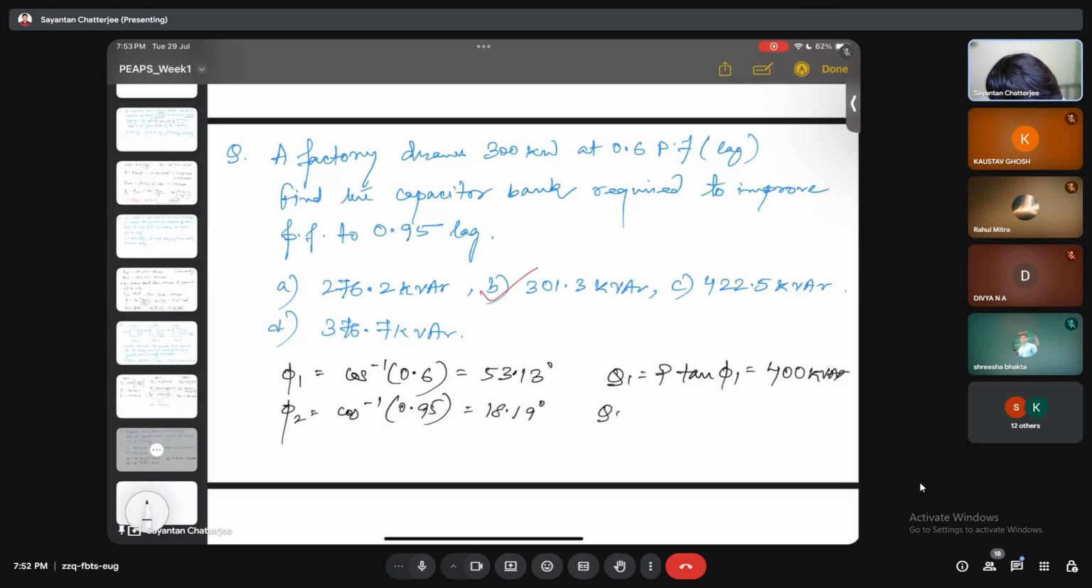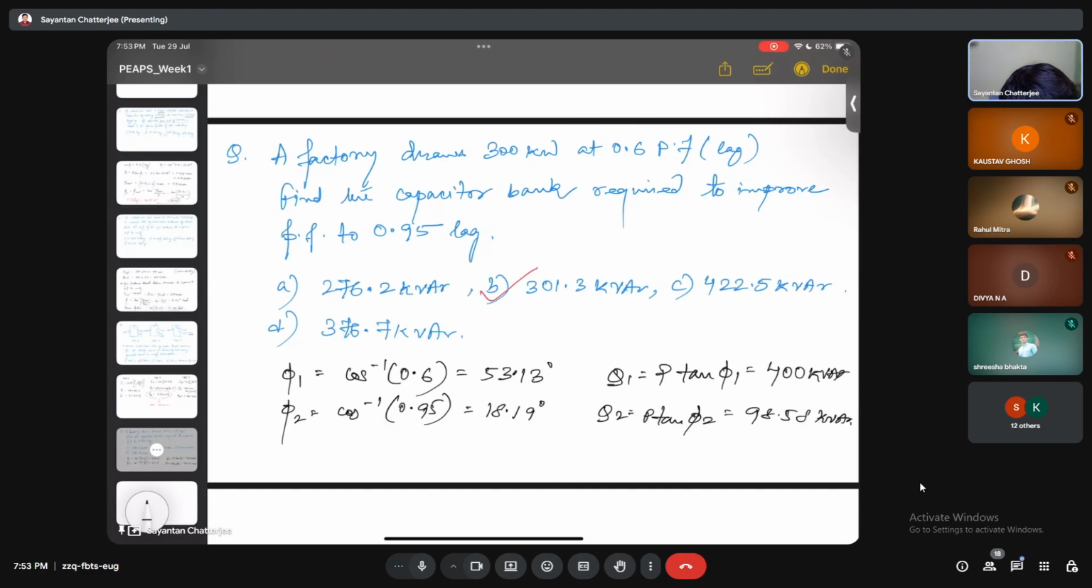So Q2 will be 300 tan of 18.19, which is 98.57.